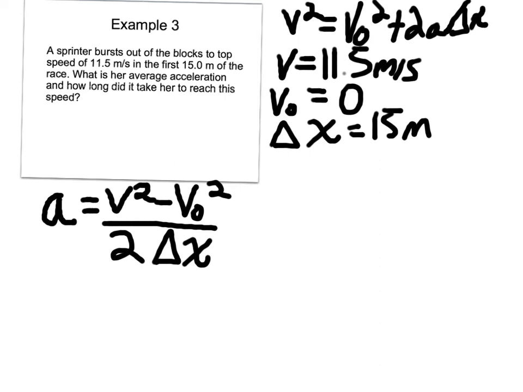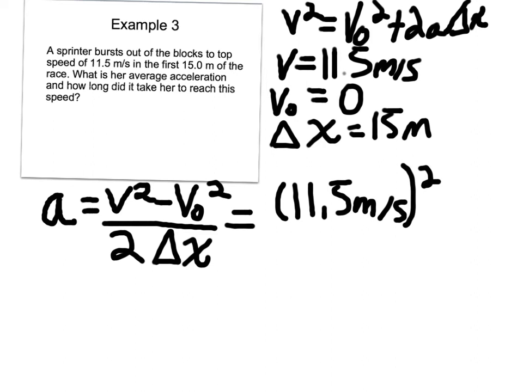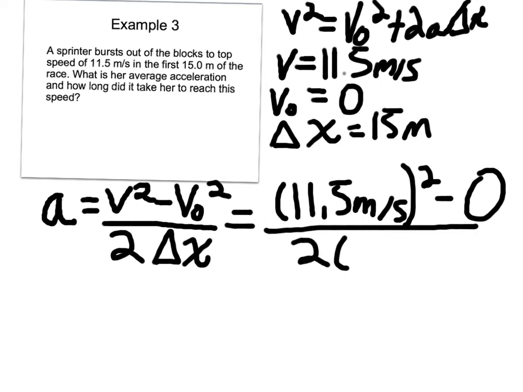Alright, now let's substitute everything in, since we've already got our equation in the right form. 11.5 meters per second squared minus 0 squared is 0, we've seen that several times, divided by 2 times how far the plane went, how far the person went, 15 meters. Now we're ready to do that math out.